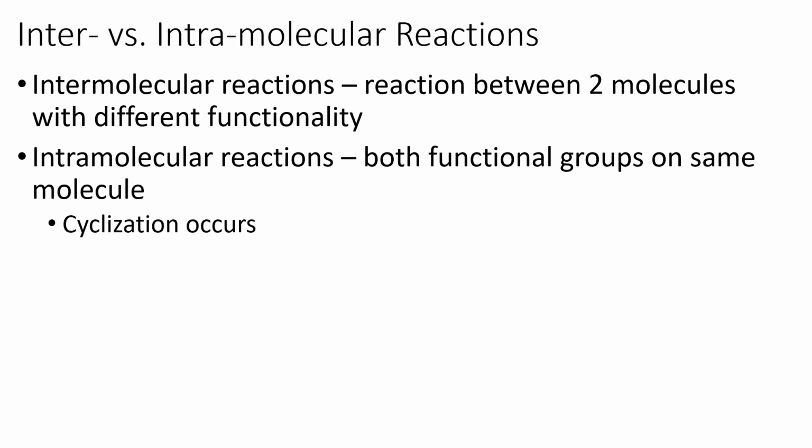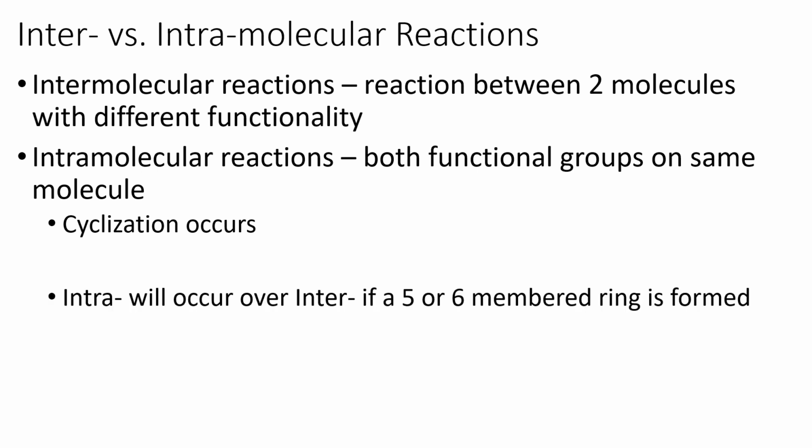If we're looking at these intramolecular reactions, they will lead to a cyclization process. Since both functional groups are on the same molecule and the two functional groups react with each other, we see a cyclization happen. It's really through that cyclization that will tell us whether or not we will have an inter versus an intramolecular reaction. Intramolecular reactions will tend to occur over an intermolecular reaction if we form either 5 or 6 membered rings. So remember, 5 and 6 membered rings are our most stable rings.